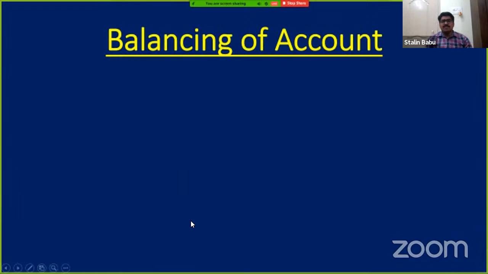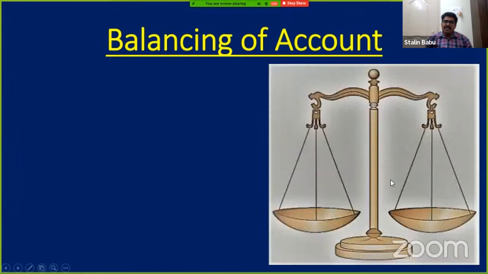So up to now we are just posting the journal entries. After posting the journal entries, we have to balance the account. We have to find the net result of the account. To find the net result of the account, we have to balance the account. So what is balancing of an account? Everyone knows the simple word balance. Balance means making equal. We have two sides in the account, the debit side and the credit side, that is the left hand side and the right hand side. We have to balance both.